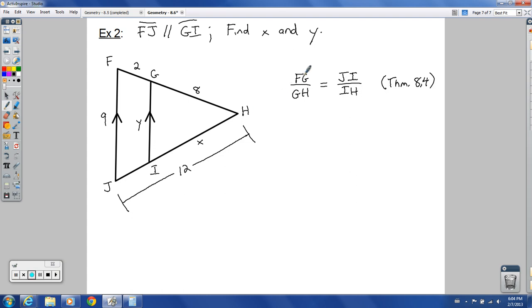So FG, replace it with 2. It equals 2. Let's replace it with 2. GH, very straightforward. Replace it with 8. That's what it is. JI, oh, this one, where is this going to come from?